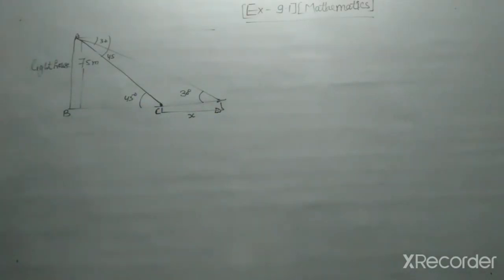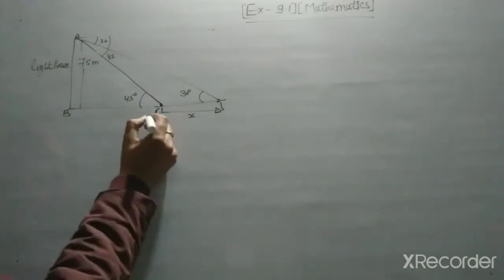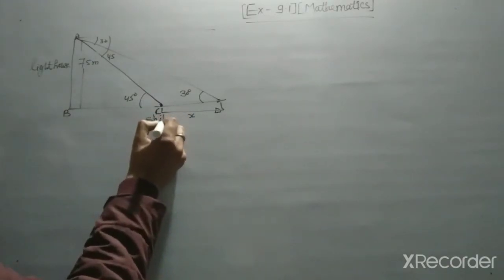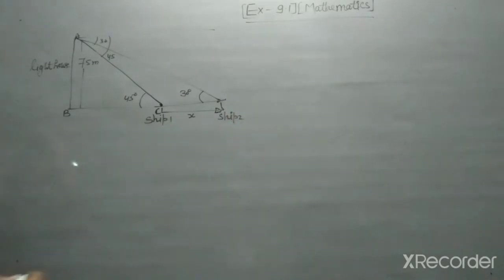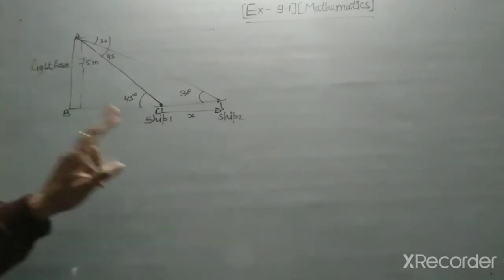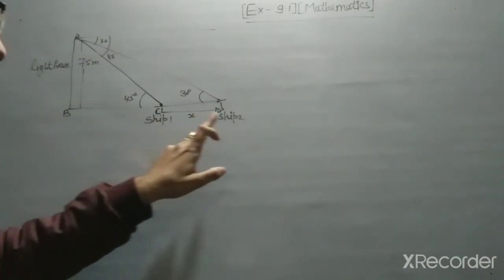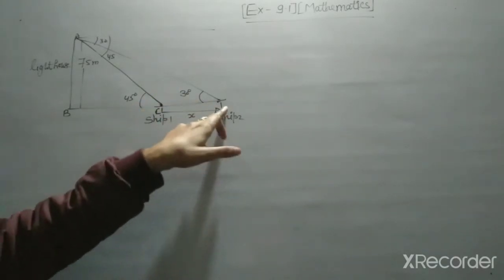So again I repeat what the question says here. This is a lighthouse and these are two ships C and D. This is your first ship and this is your second ship. Now this is a lighthouse. The lighthouse height is 75 meters and these are ship 1 and ship 2. We denote ship 1 as C and ship 2 as D.